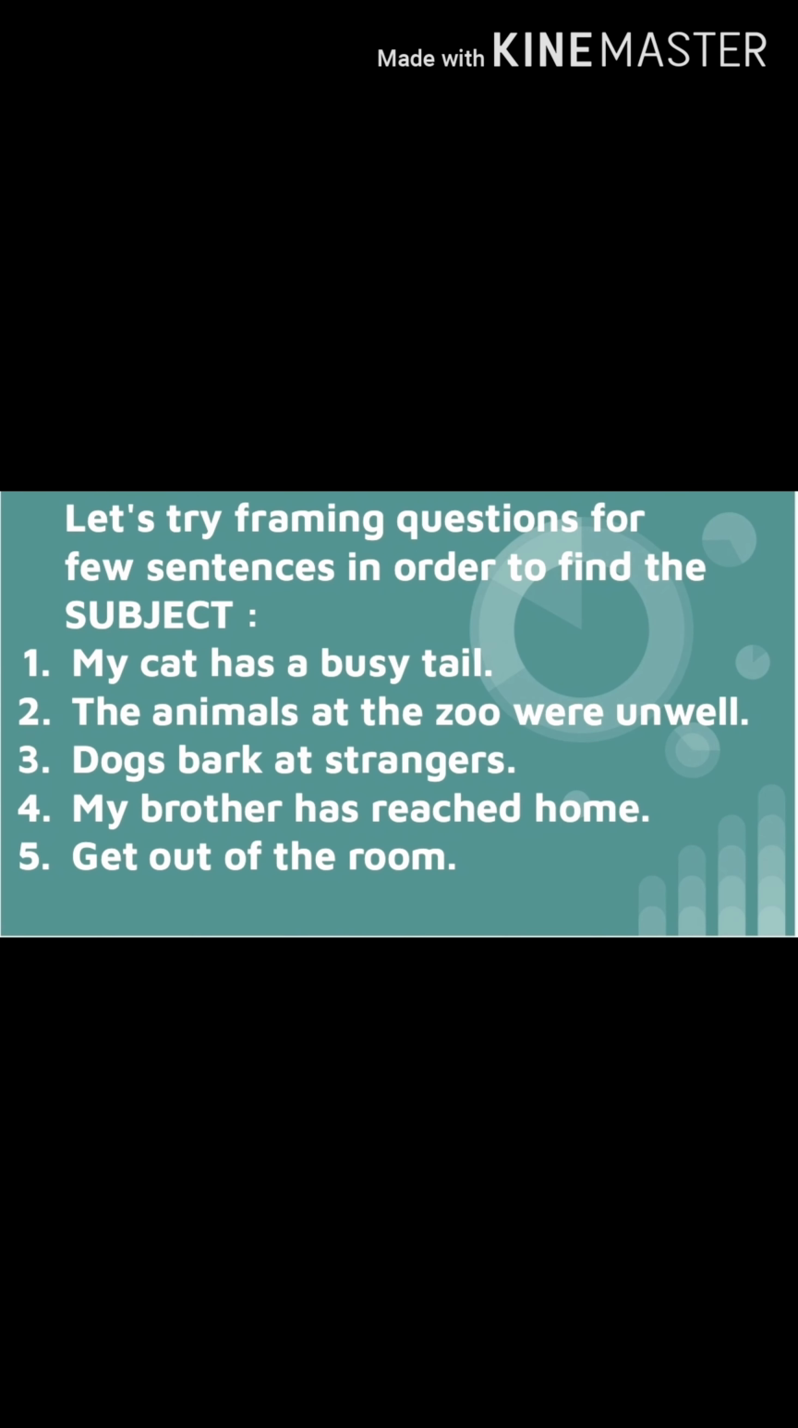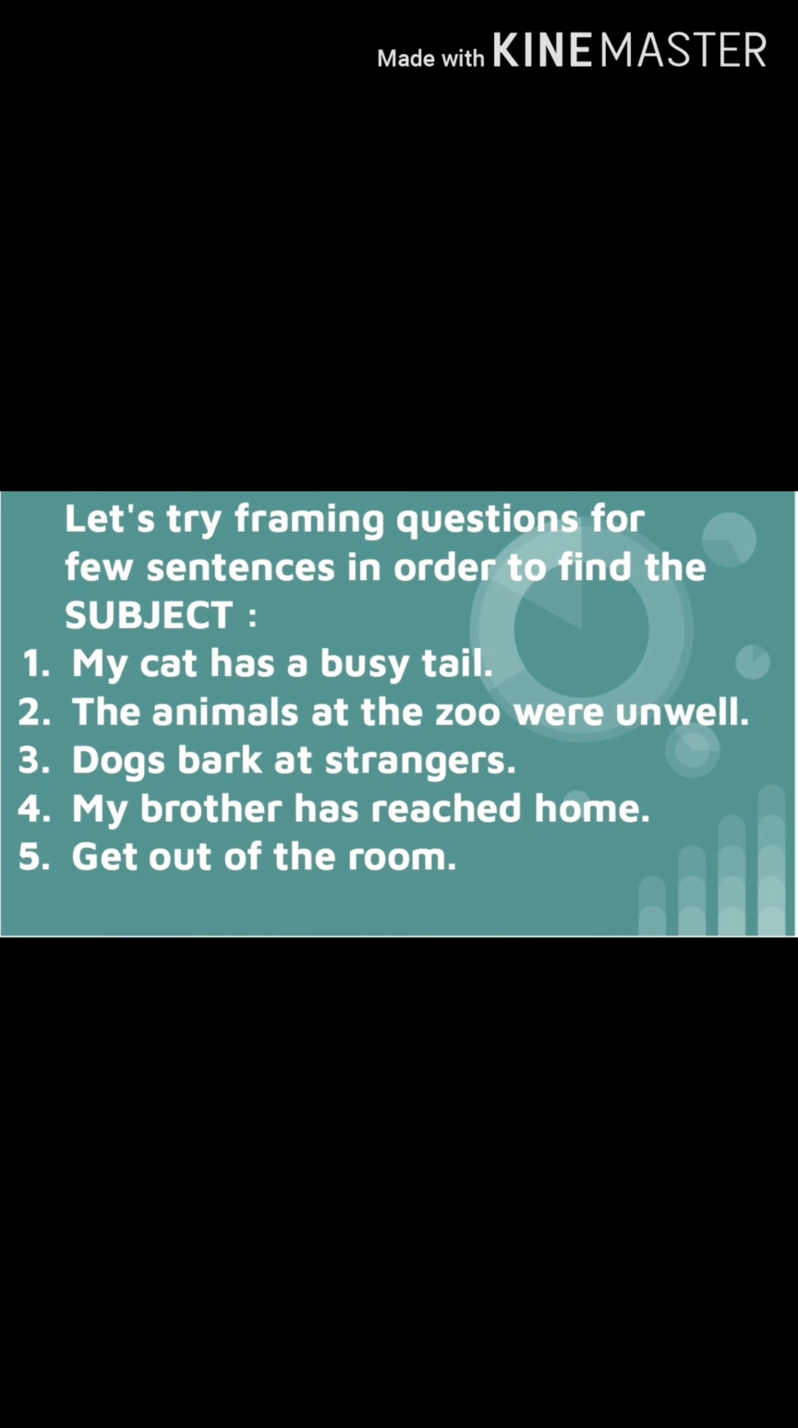Let's now try framing questions for a few sentences in order to find out the subject. The first sentence, my cat has a bushy tail. In this sentence, the auxiliary verb is has. Place the question word just before has and frame a question. Who has a bushy tail? The answer you get is my cat. Therefore, the subject is my cat and the predicate is has a bushy tail.